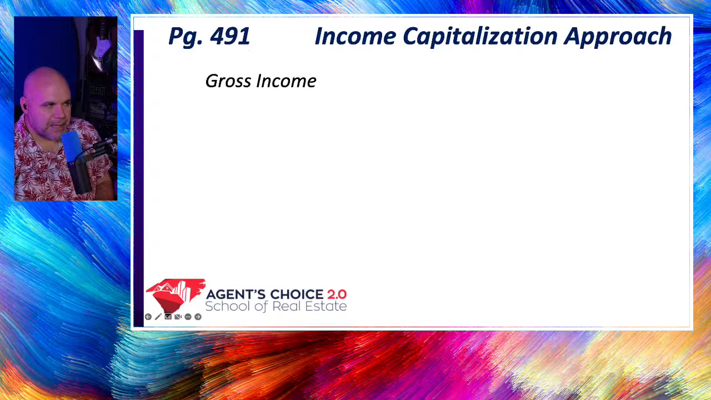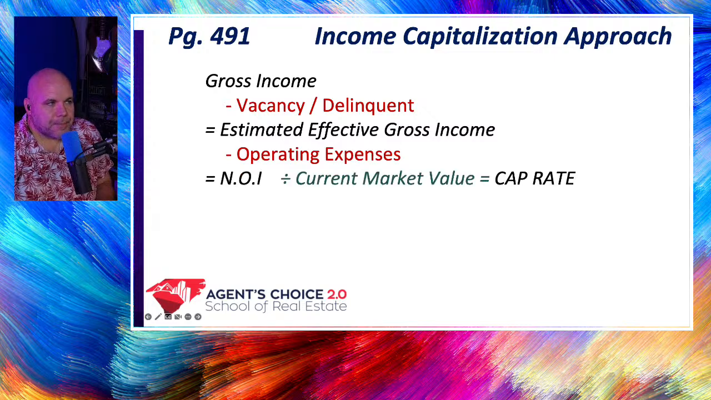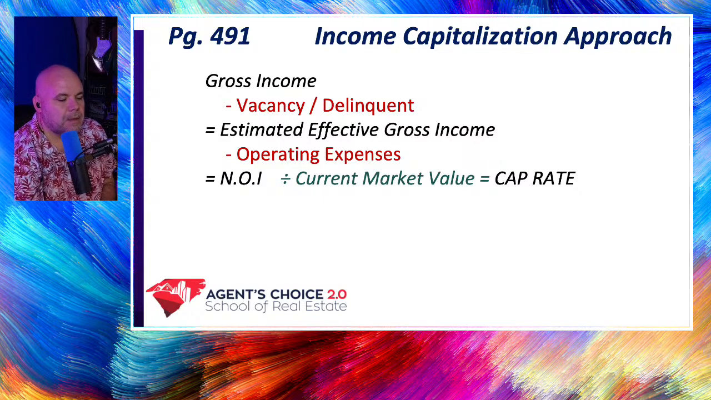So we have our gross income again. We subtract out for vacancy and delinquencies. That gives us what's called the effective gross income. Then we subtract out for operating expenses. There we go. Now we have that NOI number. That's what I call vertical calculation. Now we're going to go horizontal, and we're seeing that NOI divided by the current market value equals cap rate. So another way to write that is NOI divided by cap rate equals market value.